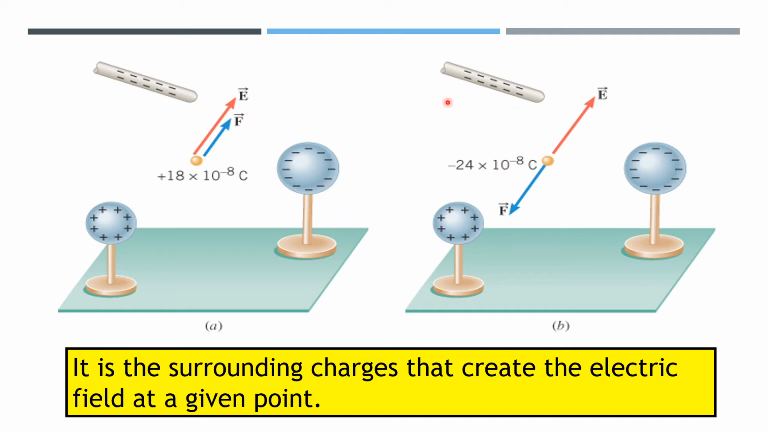We therefore summarize that if the test charge is positive, the direction of the electric field at that particular point is in the same direction as the net force that the test charge experiences. While if the test charge is negative, then the electric field defined at that point is opposite in direction to the net force.